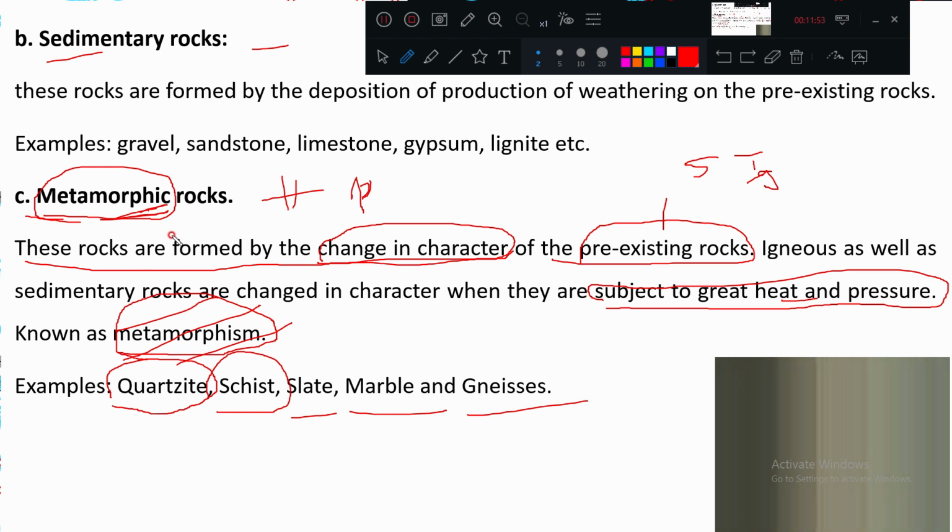This type of classification is known as geological classification. In that we have studied igneous rocks, sedimentary rocks, and metamorphic rock. These are the three categories.